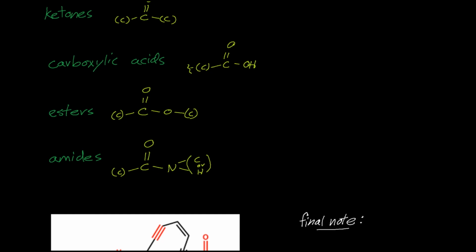Could be both hydrogens, so this would be an amide, NH2. But really more commonly, amides would look like this: nitrogen with 1 hydrogen on it and a carbon group most likely on the other side. So we want to be able to just simply recognize all these groups.